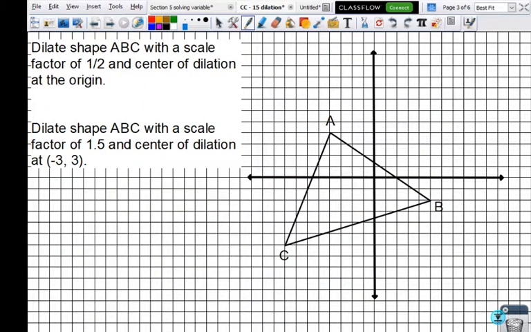Alright, so we're going to dilate shape ABC with a scale factor of 1/2 and the center of dilation at the origin. So I'm going to put a dot here at my origin. Remember, origin is just 0, 0. And I'm going to draw little lines going from my origin to each corner. And when I go through on this, I know that my new points are going to have to be on these lines.